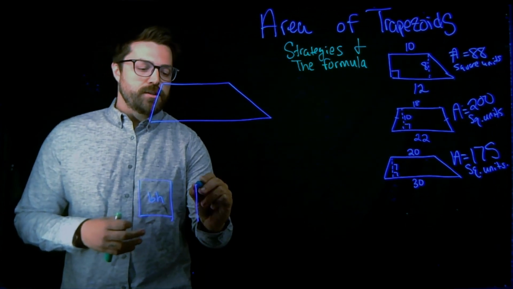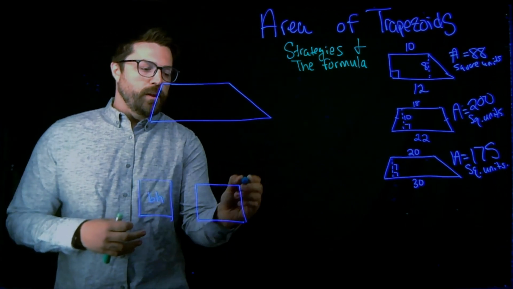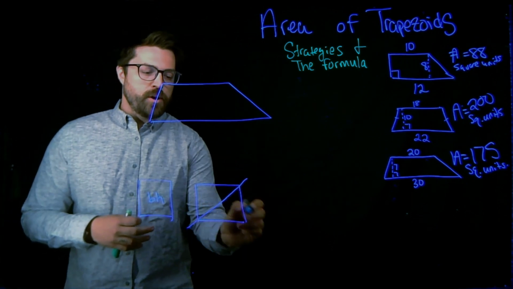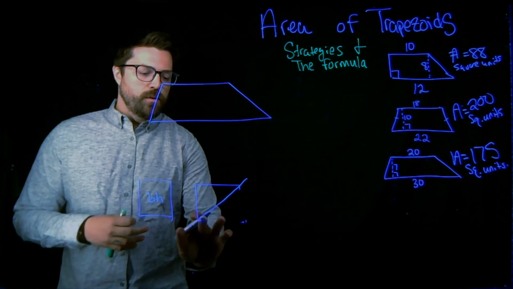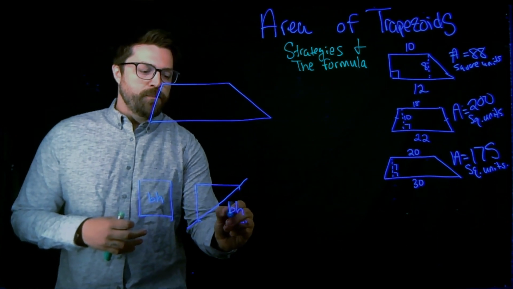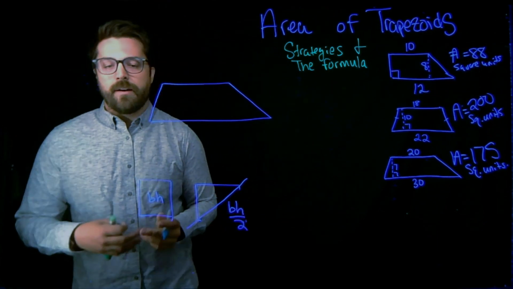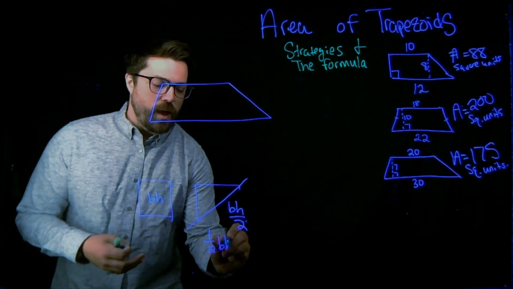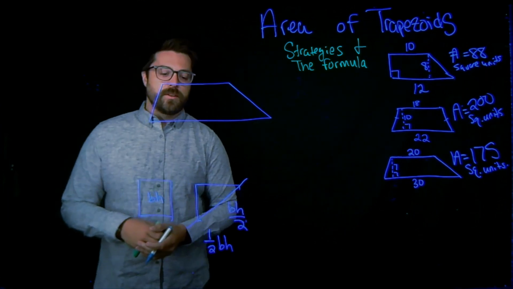And then in 6th grade, students learn that if we cut a rectangle in half, we have 2 triangles. So the area of a single triangle is the base times the height, but then we need to cut it in half or divide it by 2. Sometimes the formula is written this way. Either way, they're equivalent to each other.